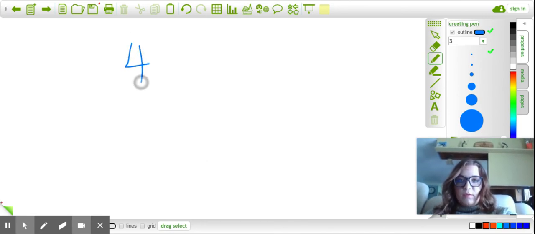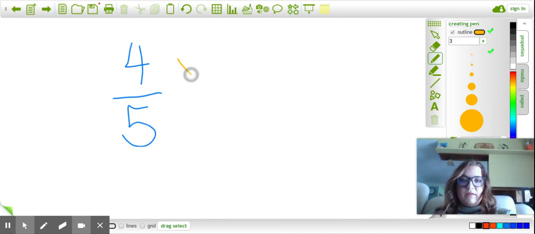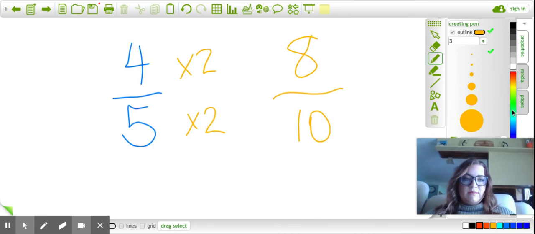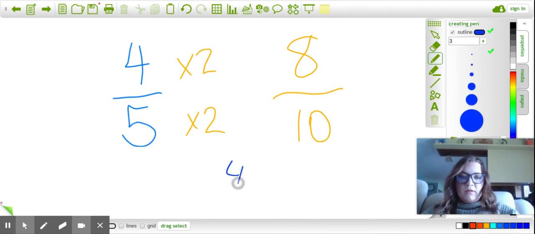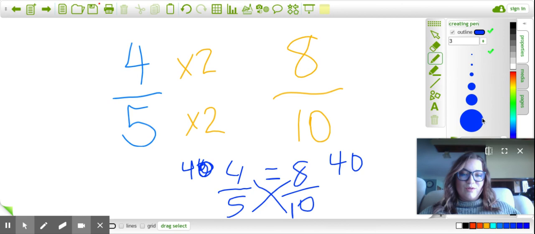Okay, we're going to do 4/5. So I'm going to multiply the numerator and denominator, whatever I do at the top, I have to do to the bottom. I'm going to use times 2. 4 times 2 equals 8, and 5 times 2 equals 10. Now I'm going to cross multiply just to make sure. 4/5 and 8/10. I'm going to multiply. 10 times 4 is 40. And 5 times 8 is also 40. So these fractions are equivalent or the same.